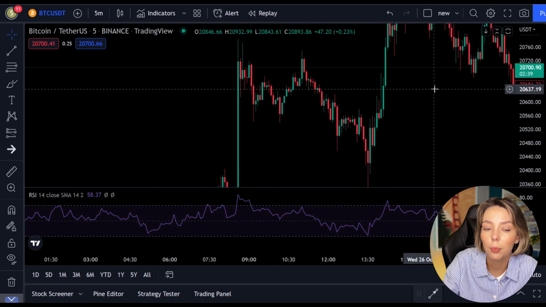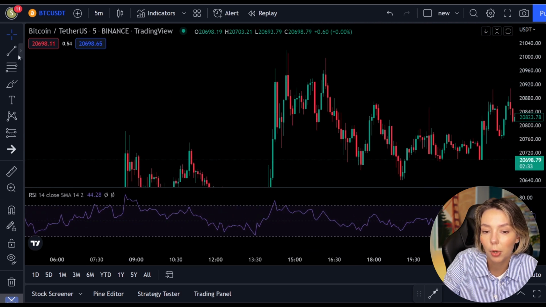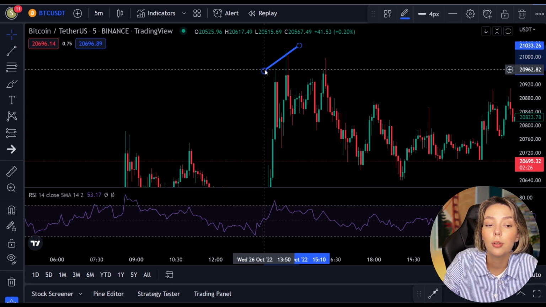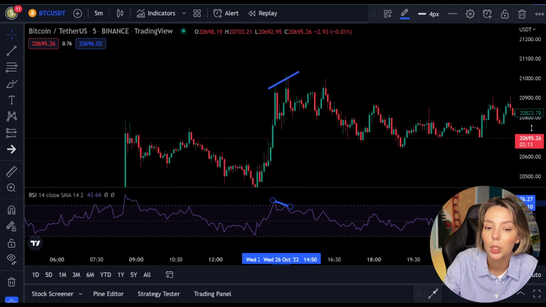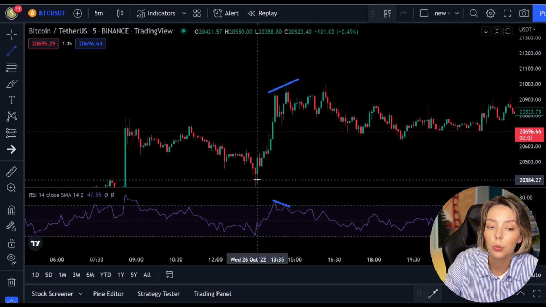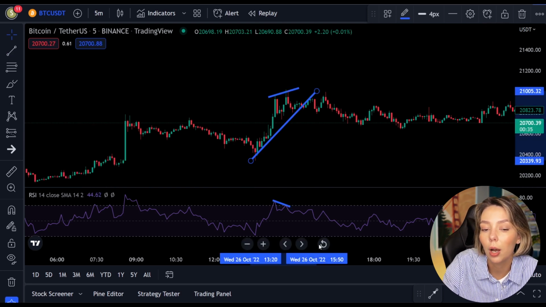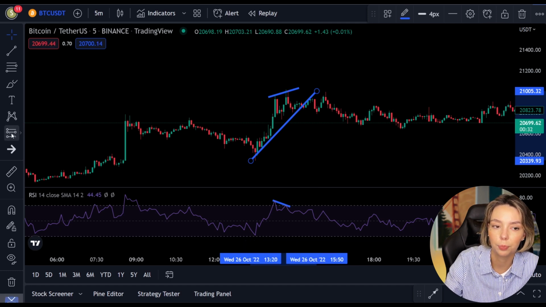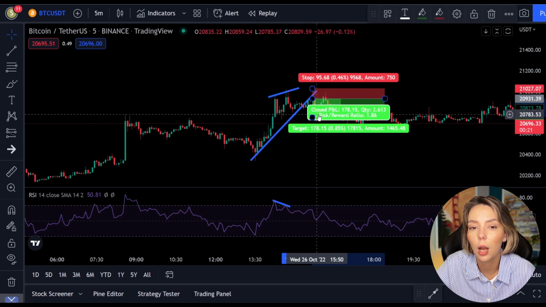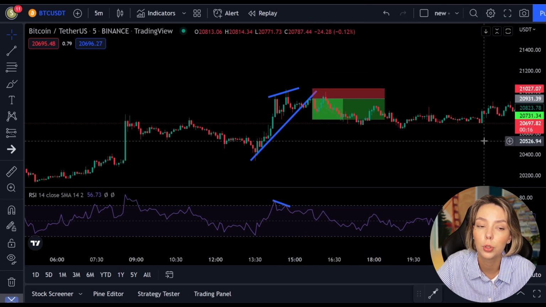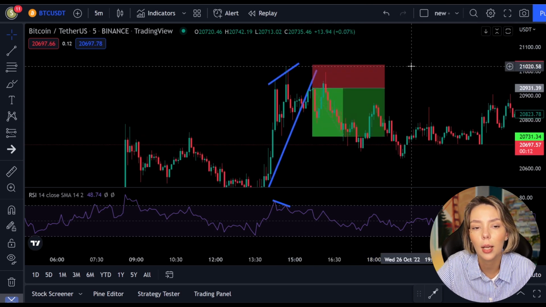On the same day, we saw another divergence. The price made a higher top while the RSI itself made a lower top as it rose above the 70 level. So at this point we can wait for a breakout. Again, this was a trend line breakout after which we could open a position. We again placed the stop loss above the last top and dragged our target to a risk-reward ratio of 2. Again, this gave us a nice profit in total.